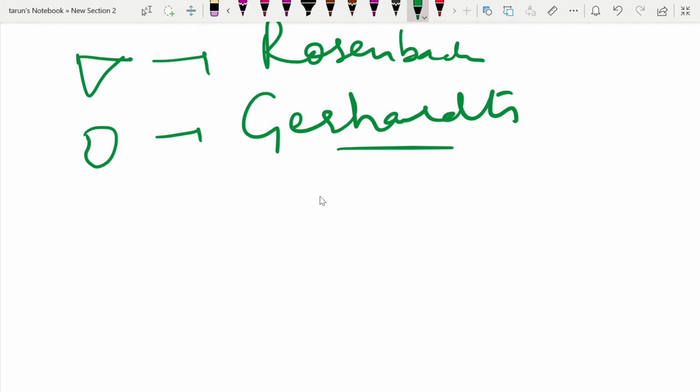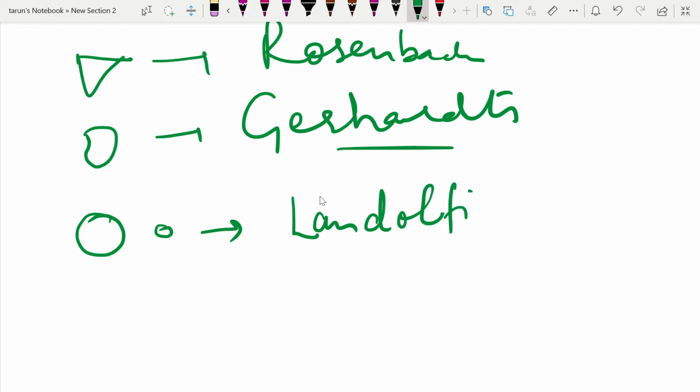Landolfi sign. Alternate dilatation and contraction of the pupil, that is, change in the size of the pupil with each cardiac systole, is known as Landolfi sign. So what is Landolfi sign? Change in the size of the pupil with each cardiac systole is Landolfi sign.